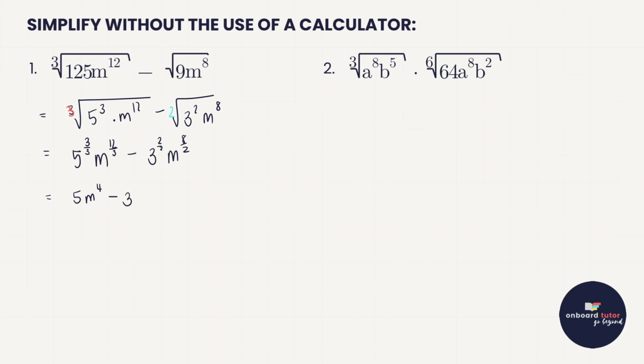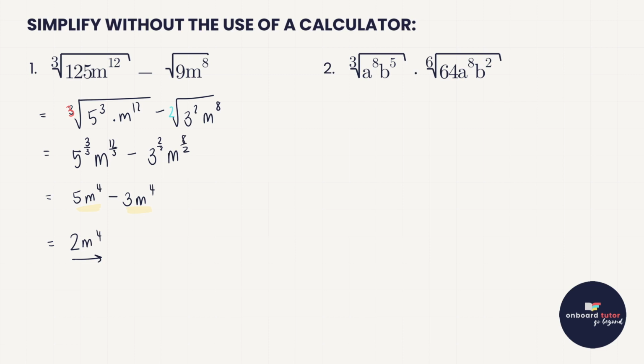minus 3 to the 2 over 2, and then m to the 4. And now since those are both m to the 4s, those are like terms. And so we can say 5m to the 4 minus 3m to the 4 is equal to 2m to the power of 4.